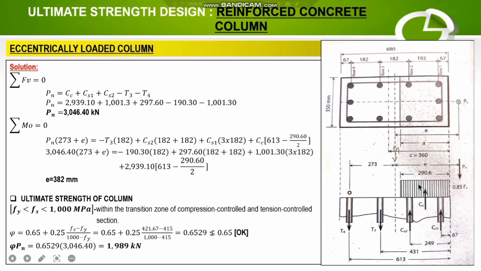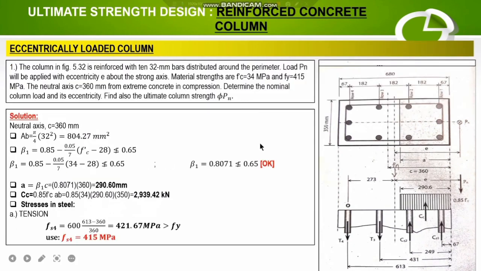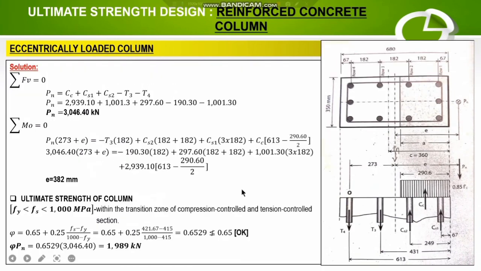So we will resolve the uniformly distributed force into a single point load Cc. We have already solved Cc in the previous solution, which is equal to 2939.42. Then the moment arm of our Cc is 613 with respect to O. So 613 minus the distance of the uniformly distributed load, 290.60 all over 2, since we will resolve this uniformly distributed load to a single point load.